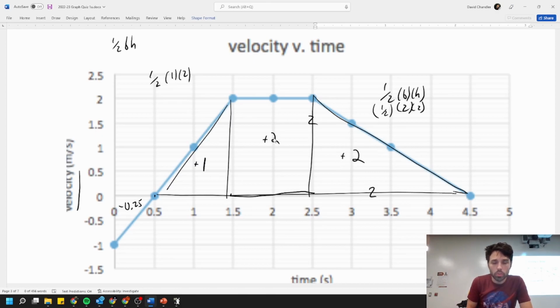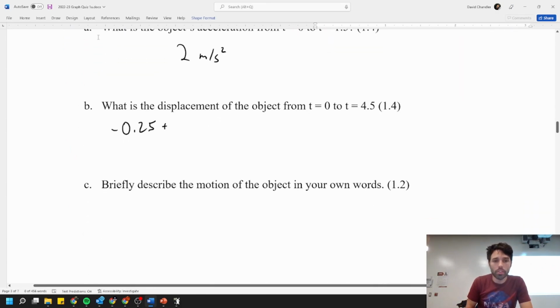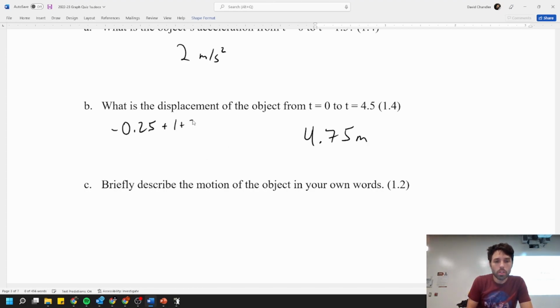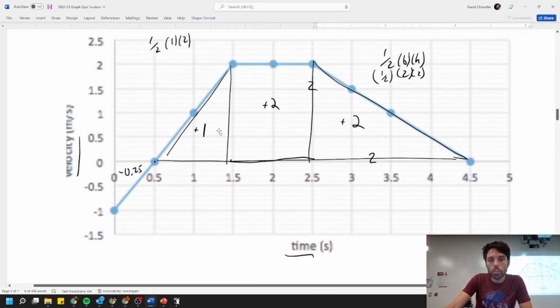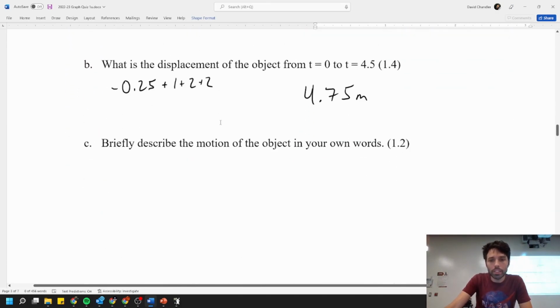So 2 plus 2 is 4, plus 1 is 5, minus 1/4, it's going to be 4.75. So my answer is 4.75 meters of displacement. All right, we moved 4.75 meters in the positive direction.